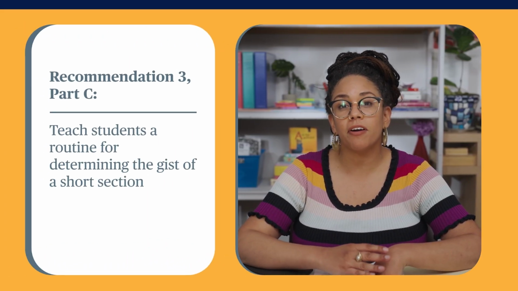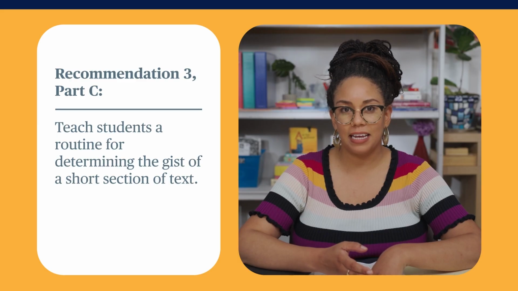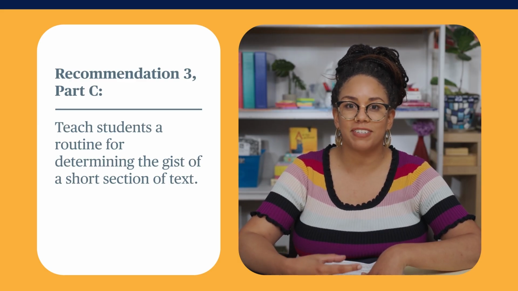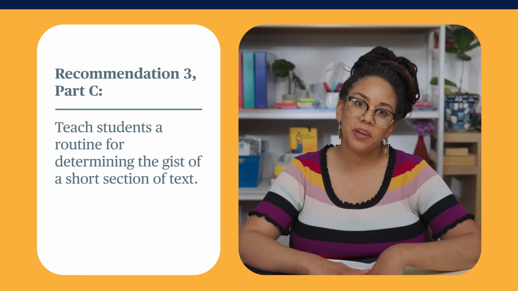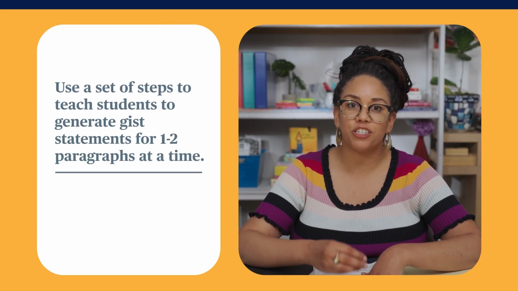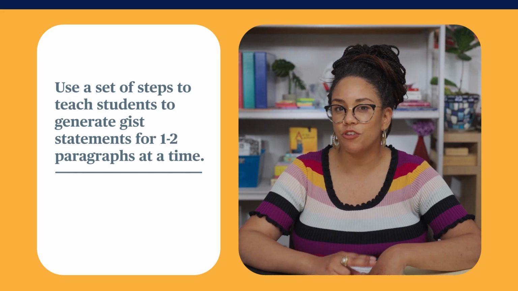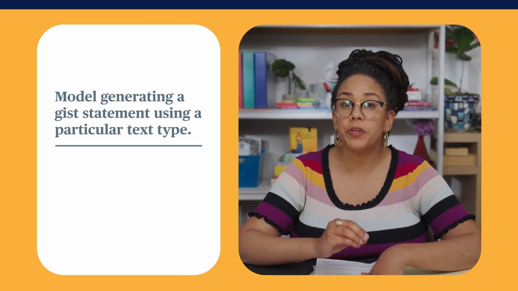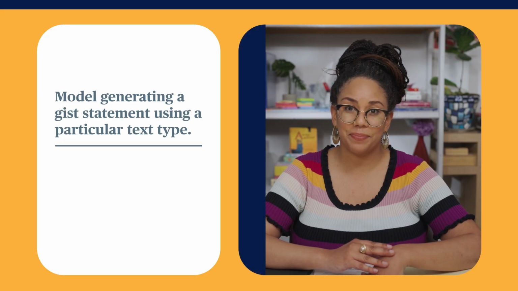This practice is part of Recommendation 3, Part C. Teach students a routine for determining the gist of a short section of text. Throughout the video, notice that I use a set of steps to teach students to generate GIST statements for 1 to 2 paragraphs at a time, and model generating a GIST statement using a particular text type.